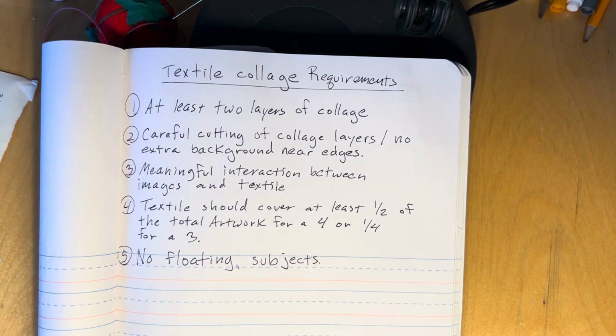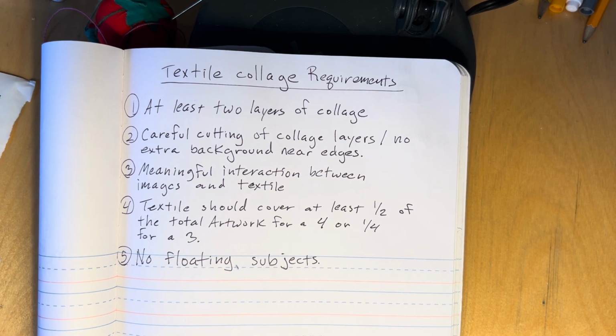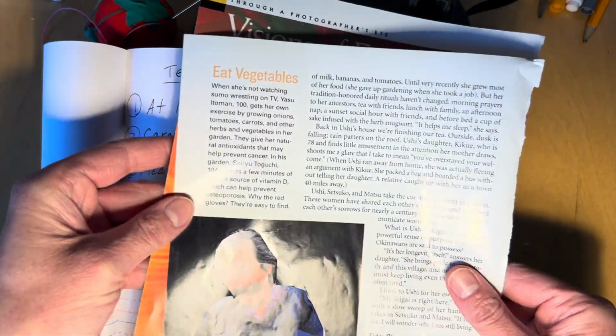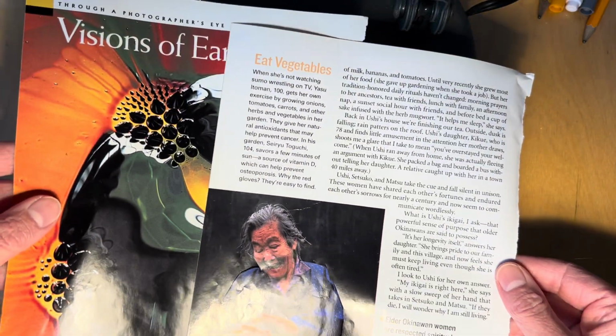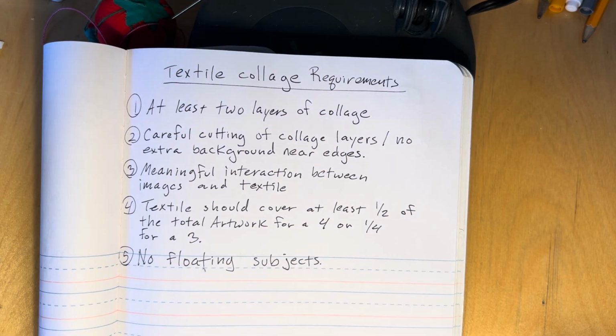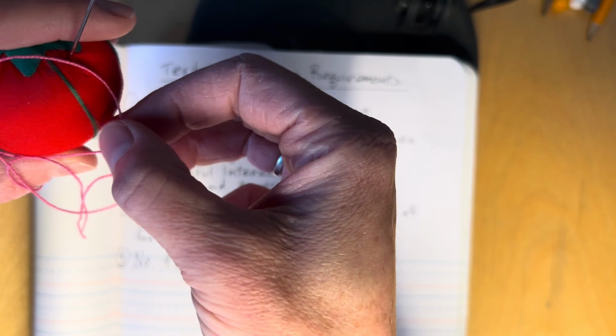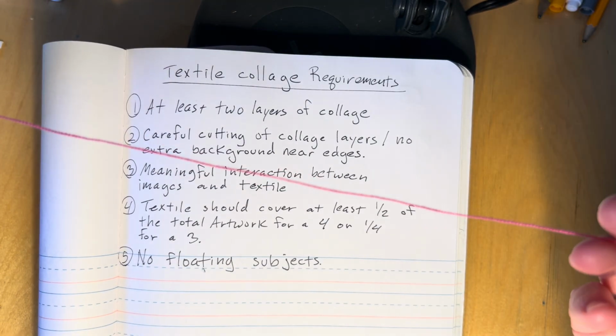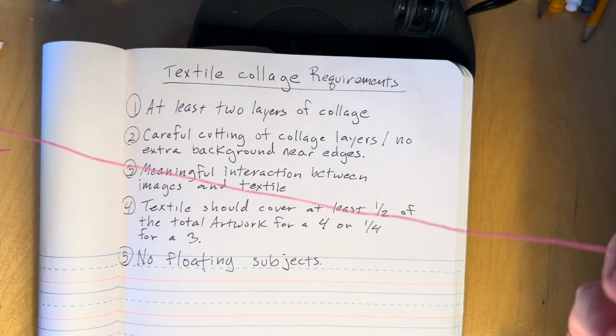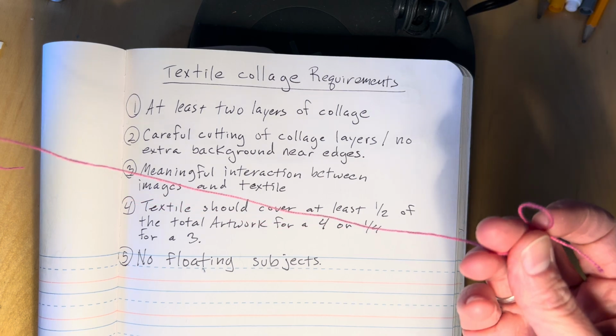Okay, for this project, we're going to be using collage, so putting different layers of images together, like this. So I have two pieces of paper that I found, or two magazine pieces, that I'm going to be collaging together. And then we're also going to be using textile. So textile again means using any kind of fiber in your artwork. So using threads, using cloth, things like that.